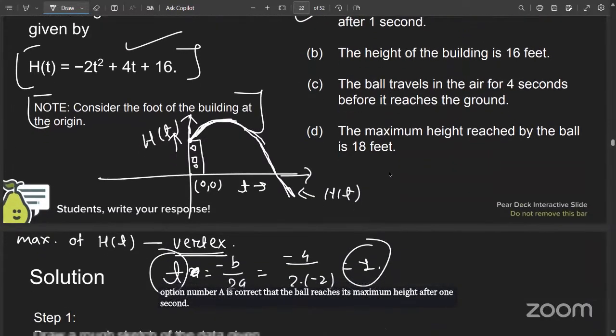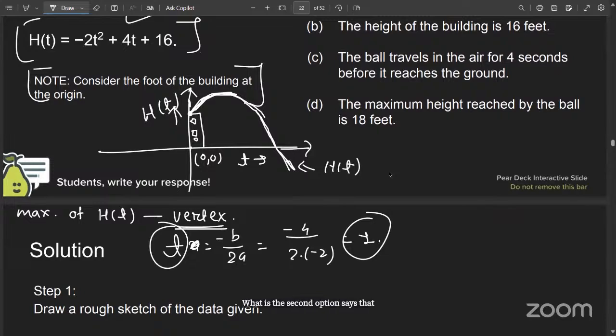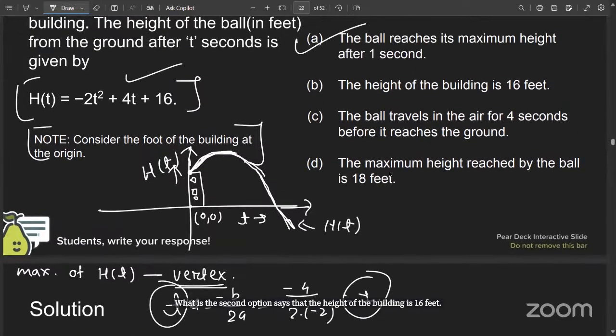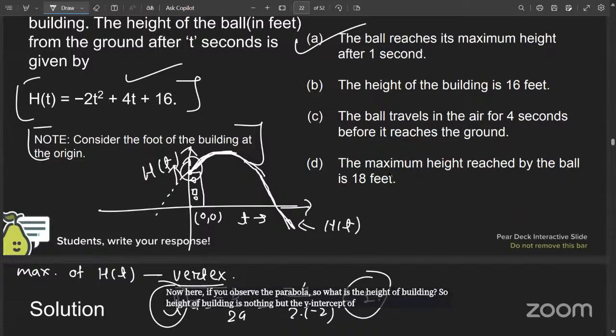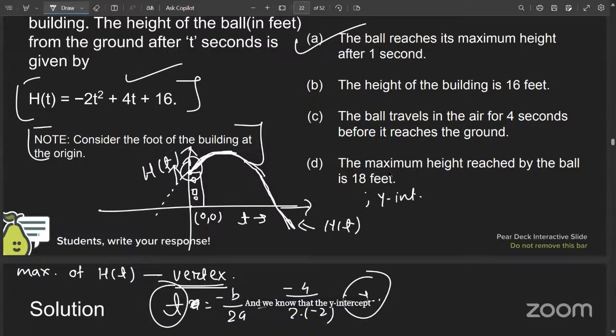Now, what does the second option say? It says that the height of the building is 16 feet. If you observe the parabola, what is the height of the building? The height of the building is nothing but the y-intercept of this parabola, correct? And we know that the y-intercept we can find if we put x equals 0. Here everything is in t, so we'll just put t equals 0.